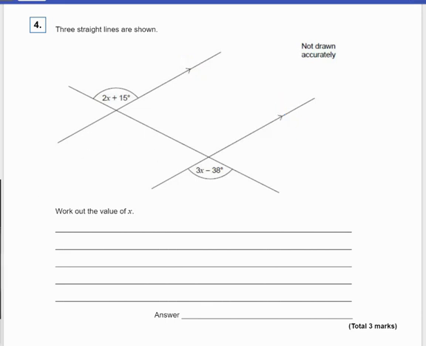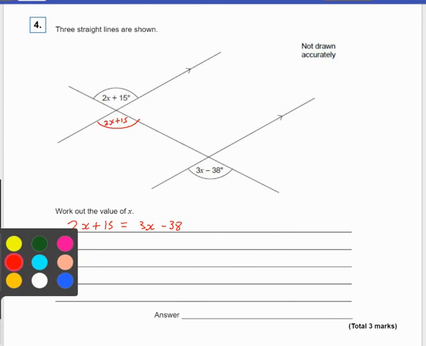And then we also know that this angle here is vertically opposite to this, so it's equal. So we can also say it's 2x plus 15. And we also know that 2x plus 15, this one that I've written in red, and the 3x minus 38 are again corresponding to one another. So we can say that 2x plus 15 is equal to 3x minus 38.